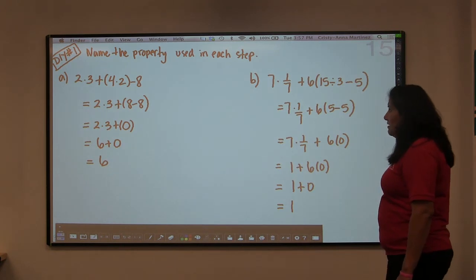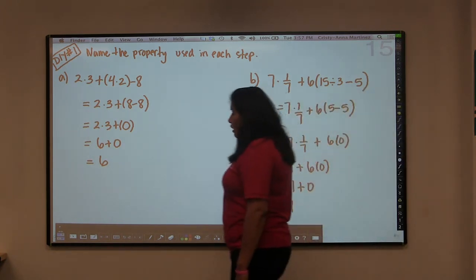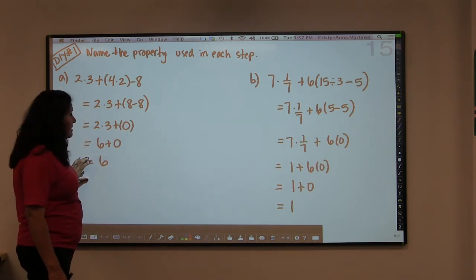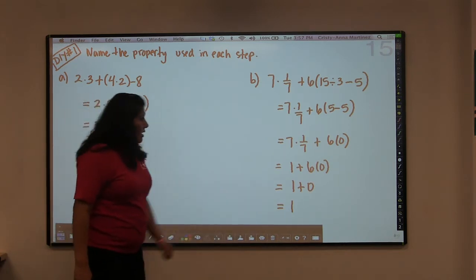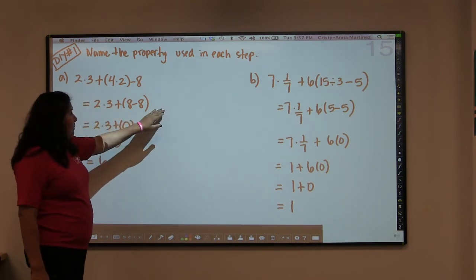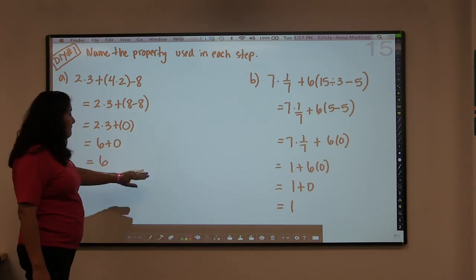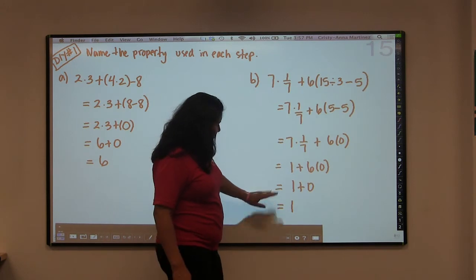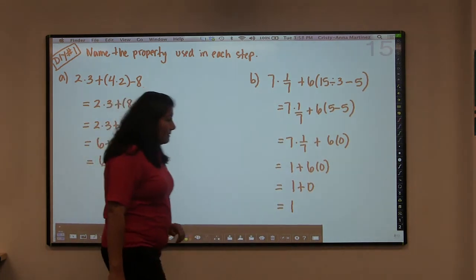There's a part A and B. The good news is that I've already filled in the steps, so we know the answer is 6, and in B we know the answer is 1. But what I need you to do is for each step, starting right here with the equal signs, we need to provide a reason or a property that's used for each step. So you'll need 4 answers here, and you'll need 1, 2, 3, 4, 5 answers for part B.